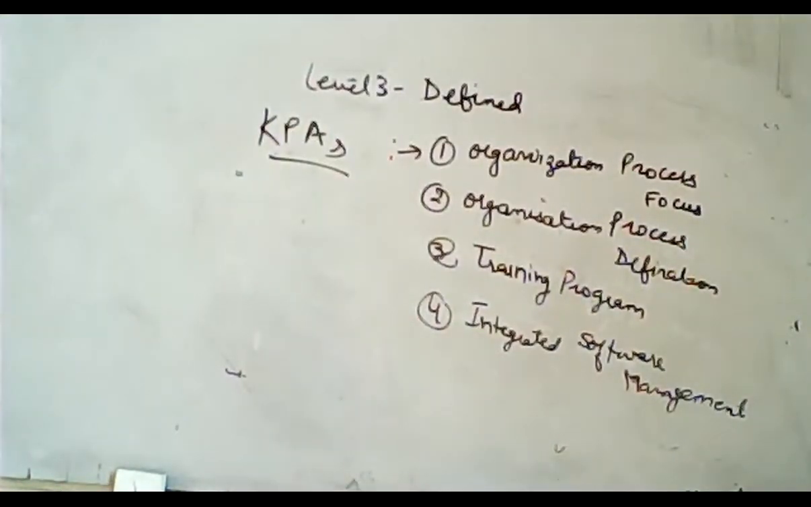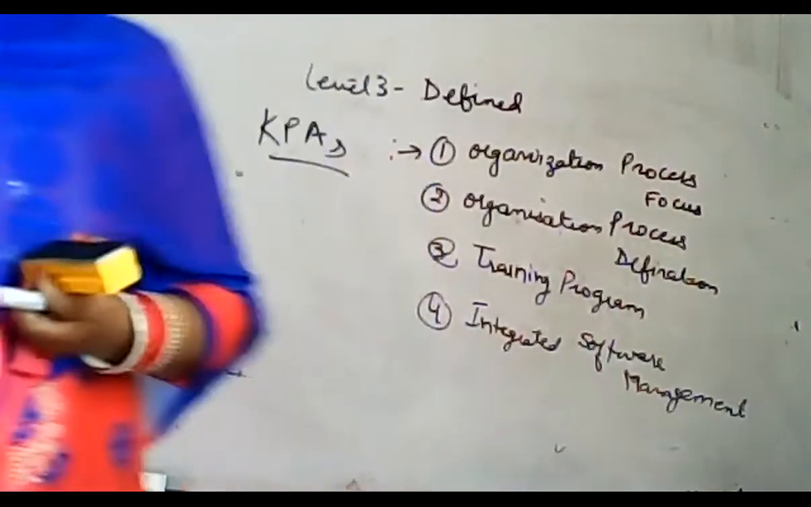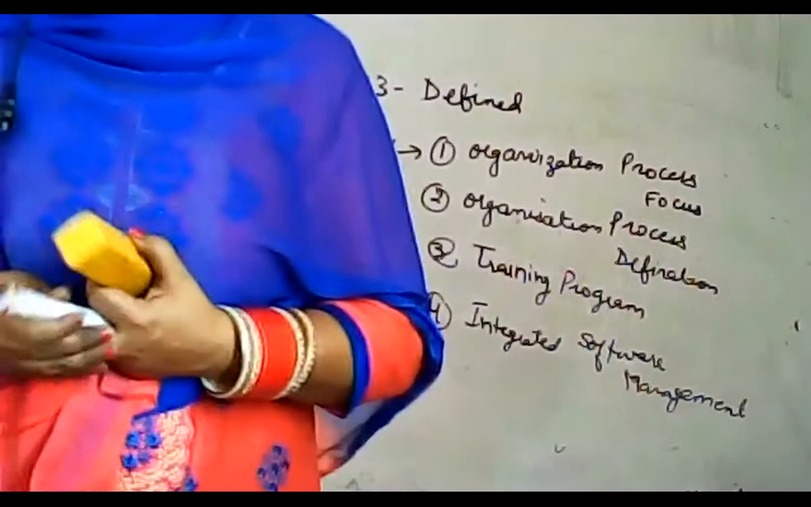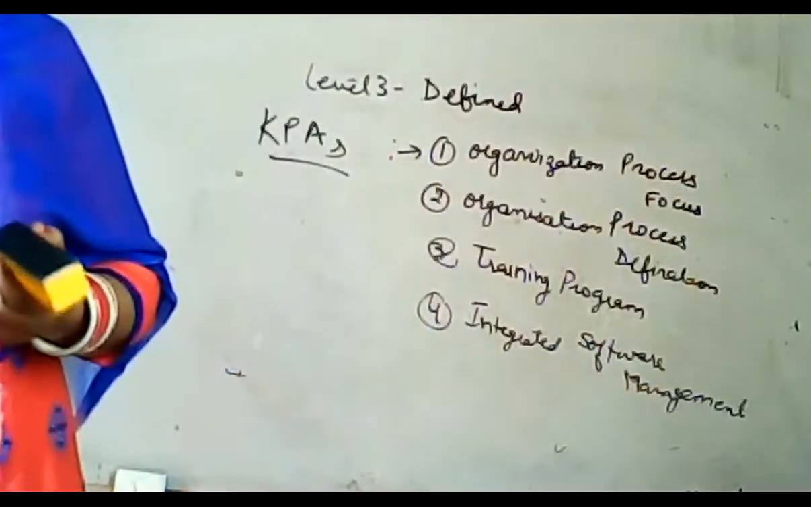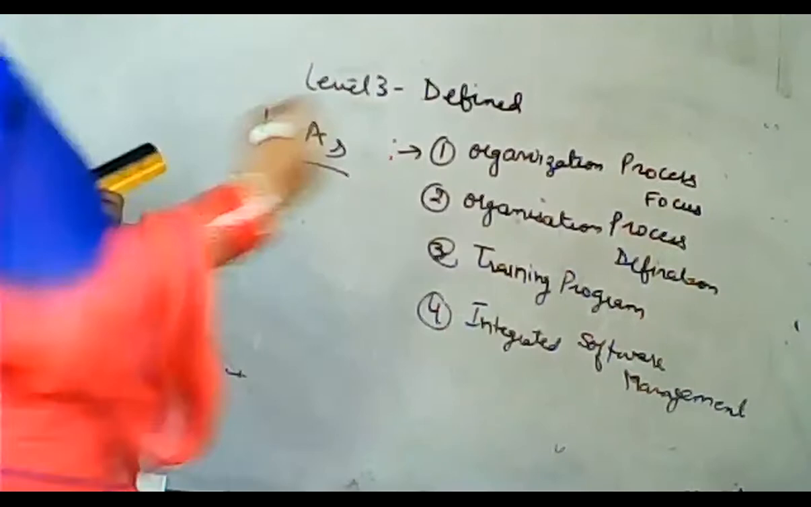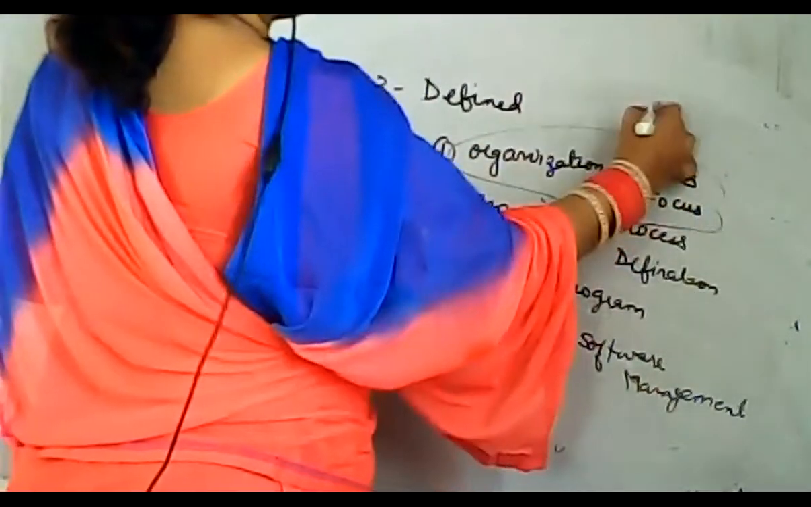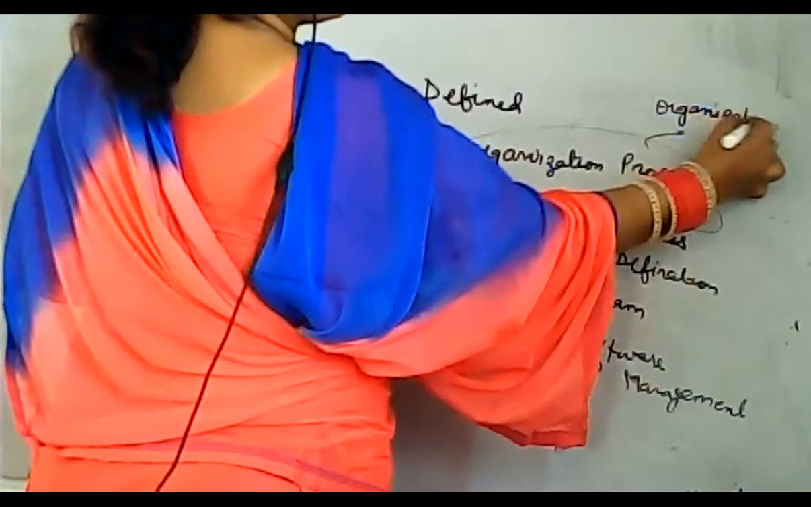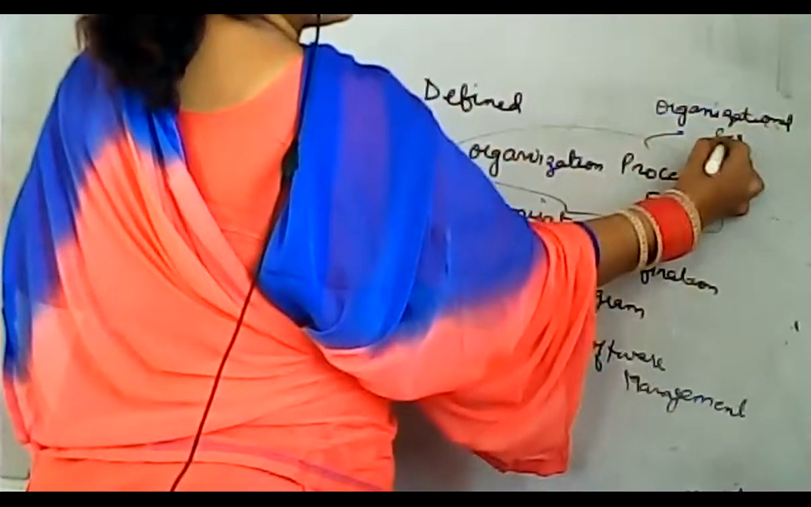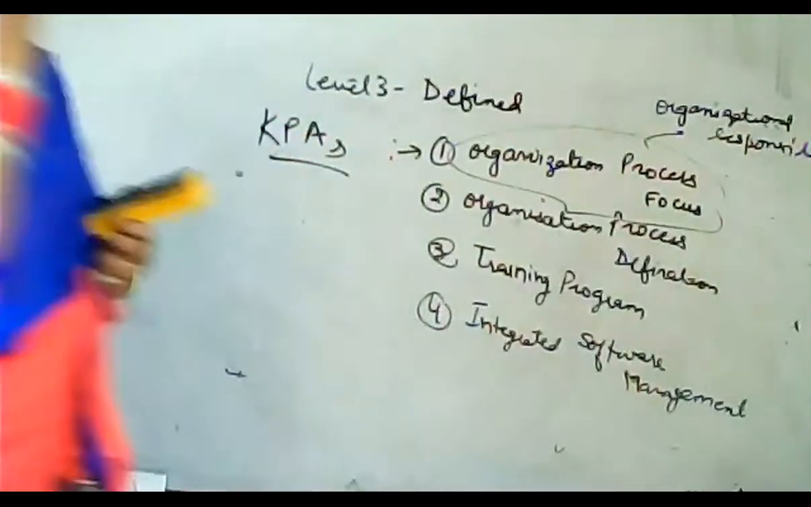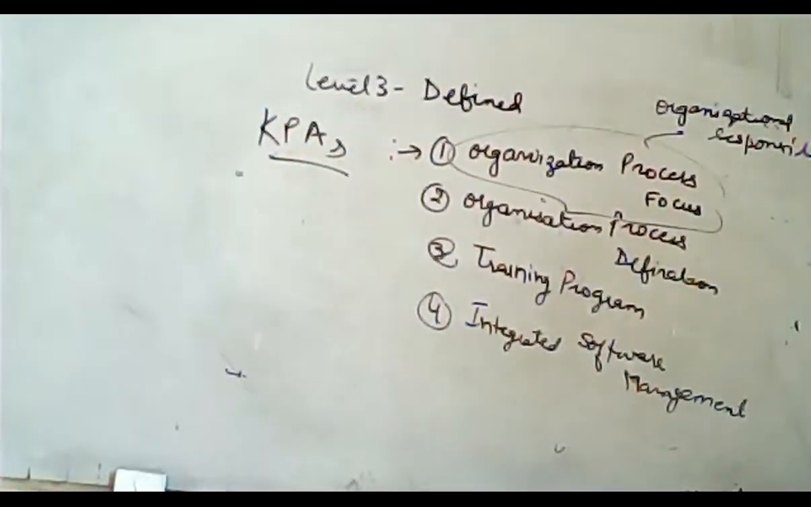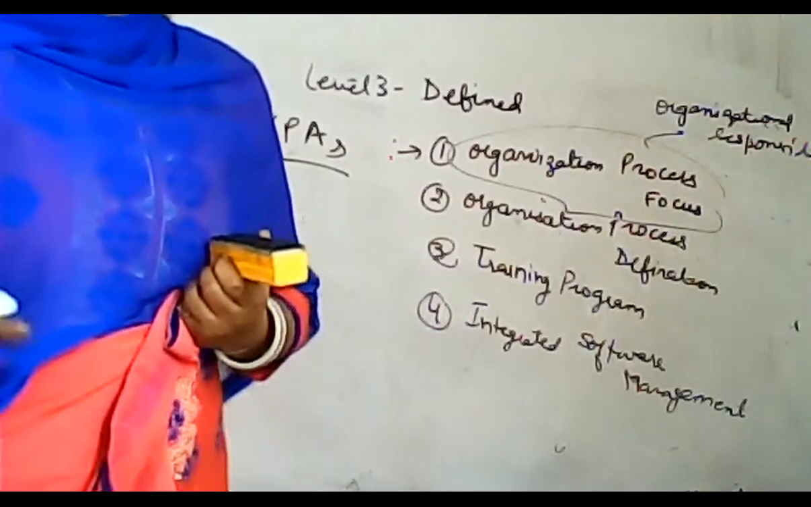Organization process focus establishes the organizational responsibility for software process activities that improve the organization's overall software process capability.